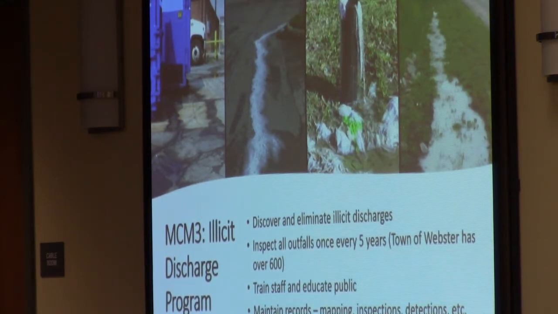We were doing paper copy inspections. Last year we got trained by the county. They lent us a tablet to fill out an inspection and take photos mobilely, so that was a handy tool that they were able to assist us with, and I think we'll continue using that this summer. We also train and educate our staff and public, and then maintain records of these inspections. We have them mapped in our GIS system, and keep record of any detections of discharges that were illicit and how we remediated them.